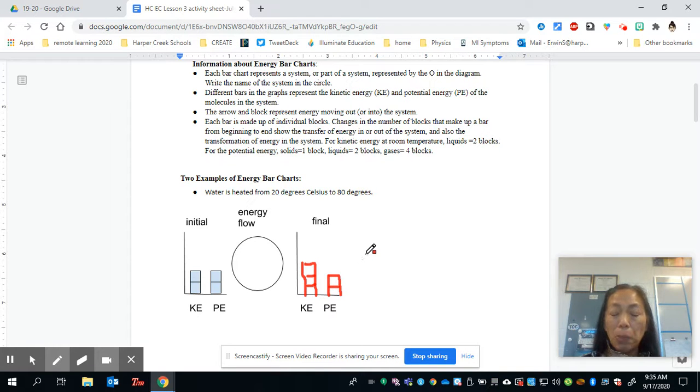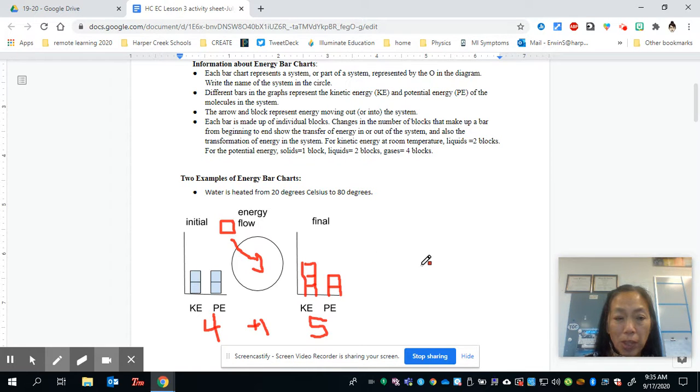So now, what has happened? Well, clearly, the system, that is the room temperature water, has gained a block of energy, right? It's gone from 4, it's gained 1, and it's gone to 5. So therefore, this, being the water, has actually gained a block of energy. So we can draw a block with the arrow pointing into the system. All right, so that's that one.